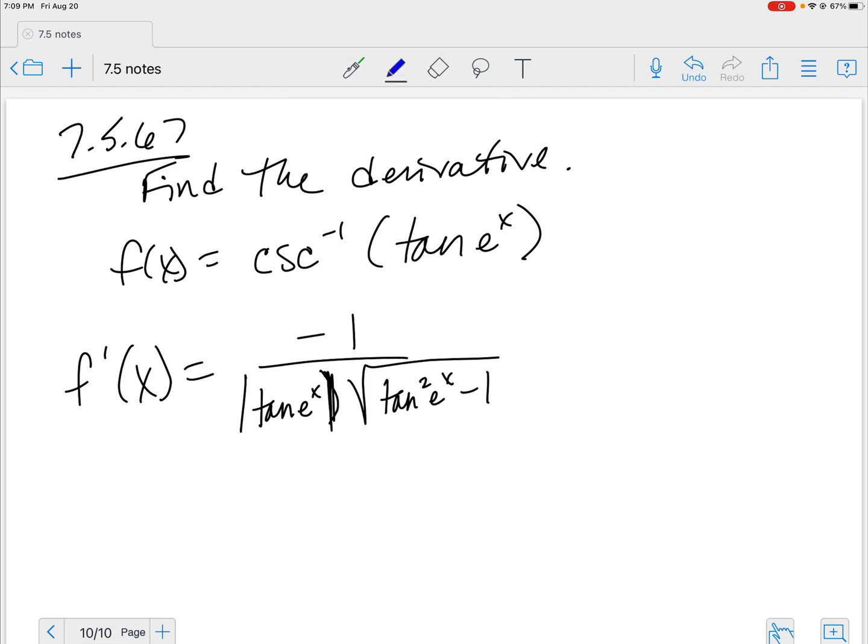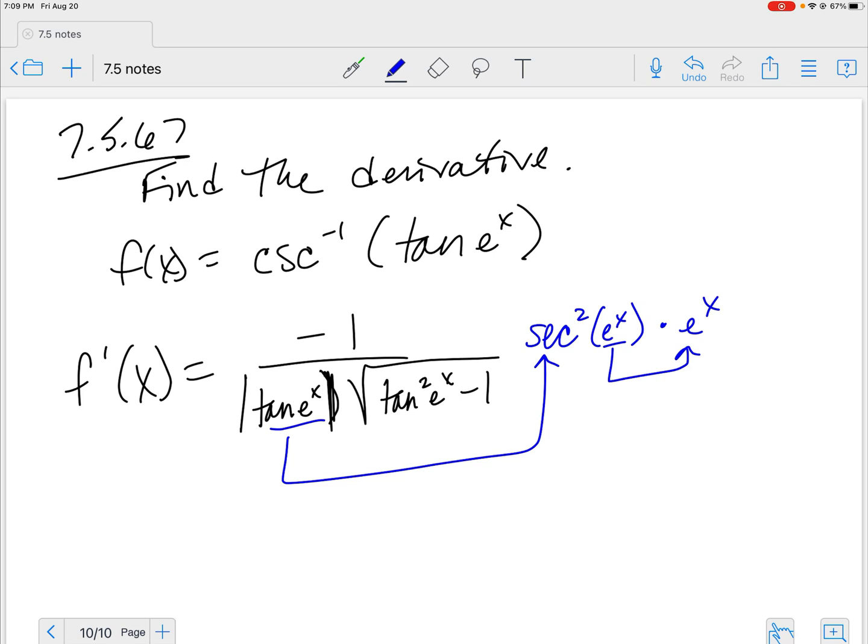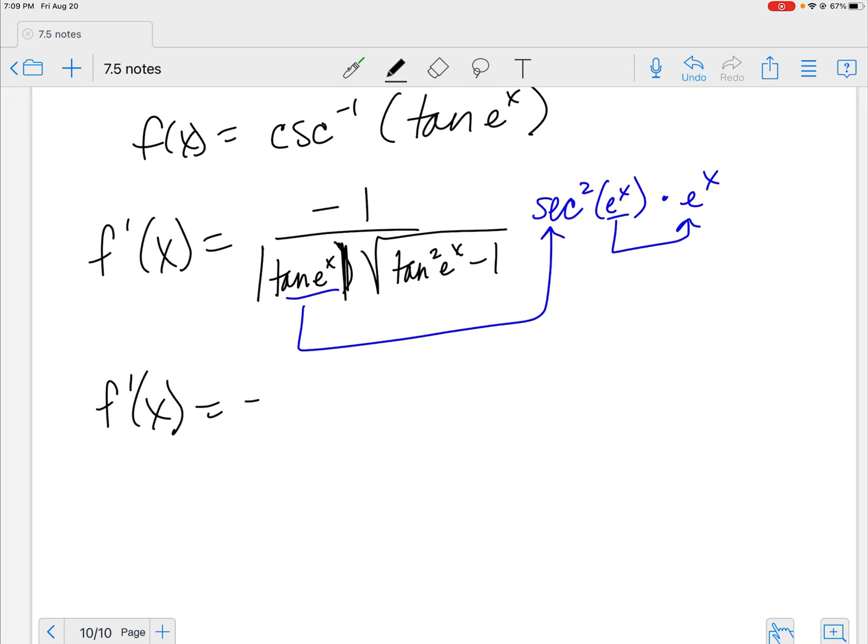But then I chain this, the derivative of the outside. What's the derivative of tangent? Secant squared. If you don't know that, learn it. Times the derivative of this inside because it's that double chain. And the derivative of e to the x we now know is e to the x. And then you just put it all together. It looks awful messy, but it just is what it is.